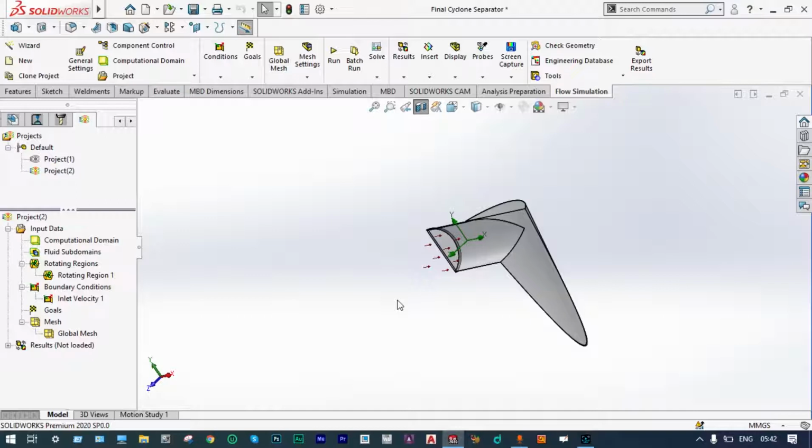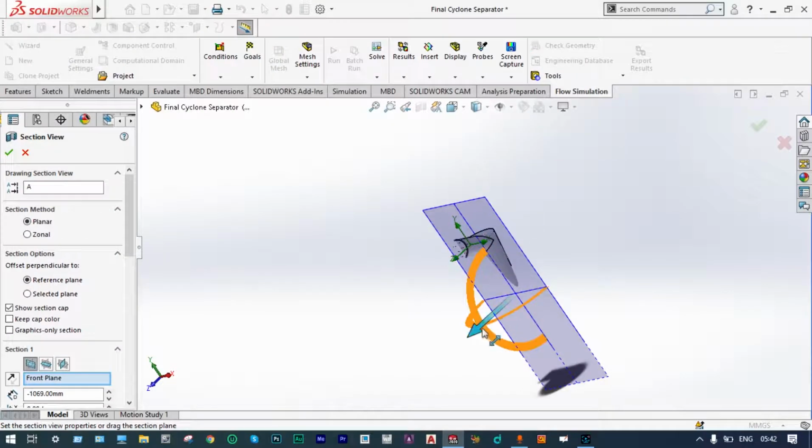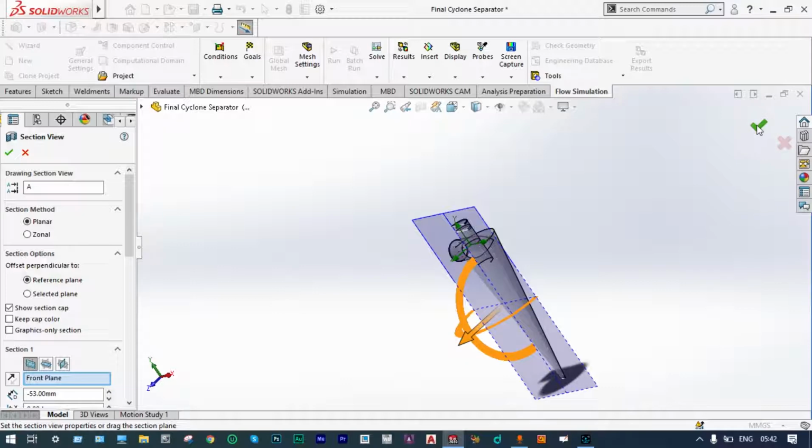Next, you have to apply two more boundary conditions at the exit locations. That will be atmospheric pressure at the exit locations. Again you have to cut the model in a different way to select the exit locations. You can drag it a little bit. Done.